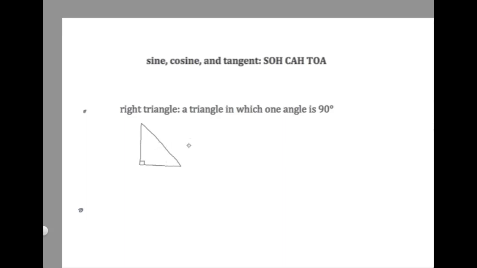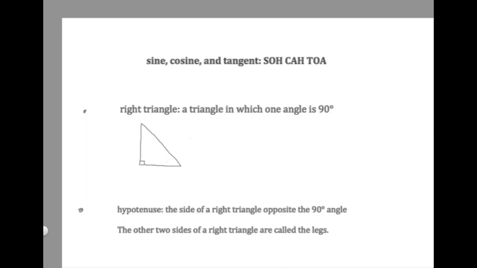Now, one of the important terms for right triangles is hypotenuse. Do you know what the definition of the hypotenuse is? Again, each time I ask a question, I hope you'll actually come up with an answer. You will learn a lot more if you're participating actively in the video. What's a hypotenuse? The hypotenuse is the side opposite the 90-degree angle. And then the other two sides are called the legs. So can you find the hypotenuse here?